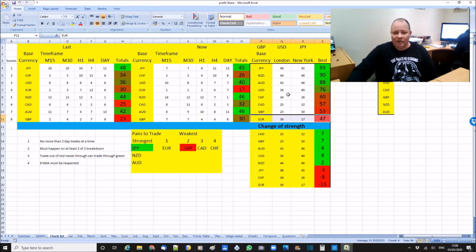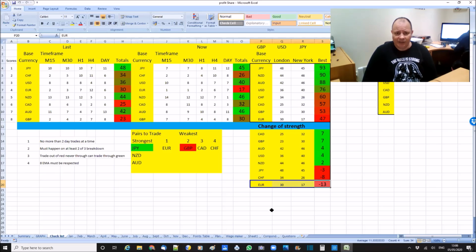As you can see, the Aussie is a damn sight stronger than the Euro at the moment, which correlates with that website I've just been looking at. But it's not the only thing I look at. I also want to see what the change of strength's been over the course of a few days and a few time frames. I can see the Aussie is increasing and the Euro is decreasing, which will probably explain why there was a massive dump on the Euro this morning.